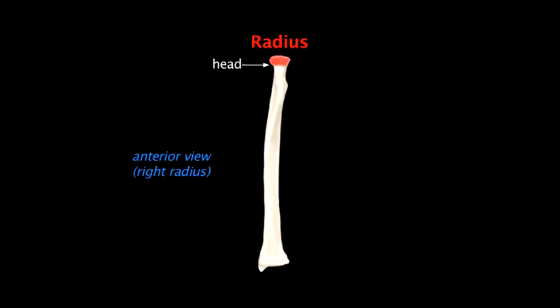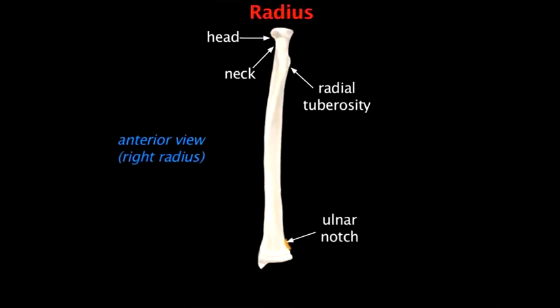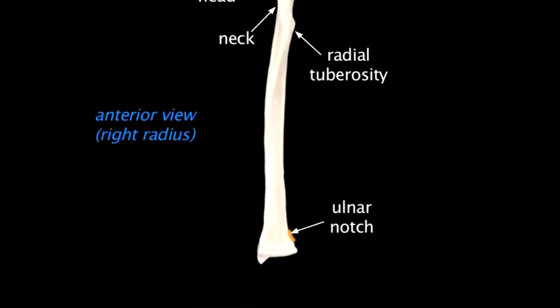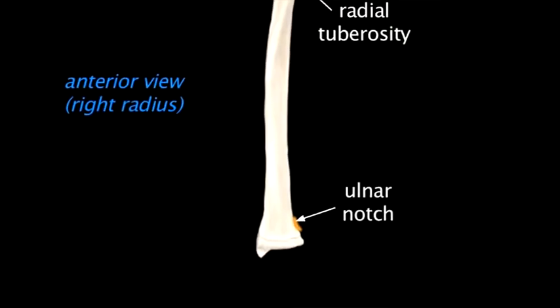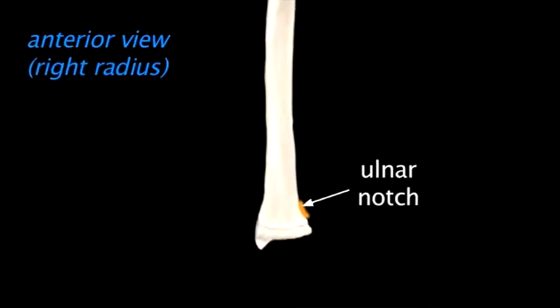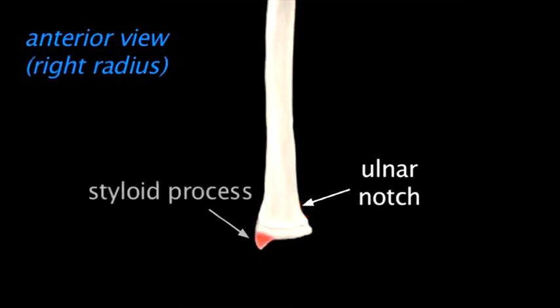To the inferior end of radius, there is a notch called the ulnar notch, which attaches to the ulna. And laterally, that is to the side, there is a conical projection called the styloid process.